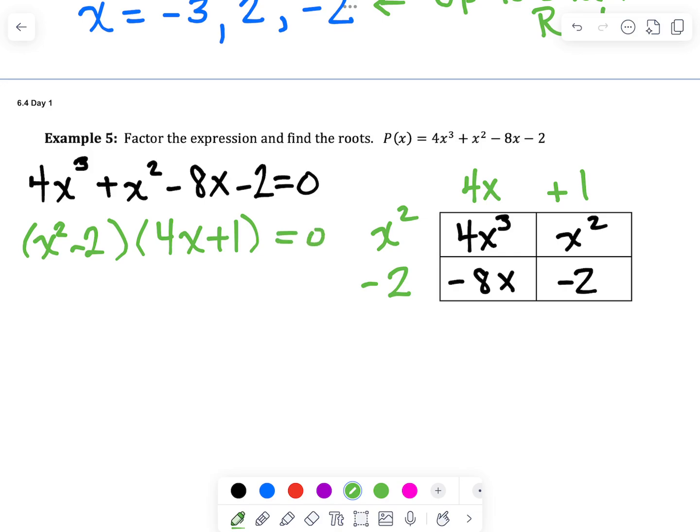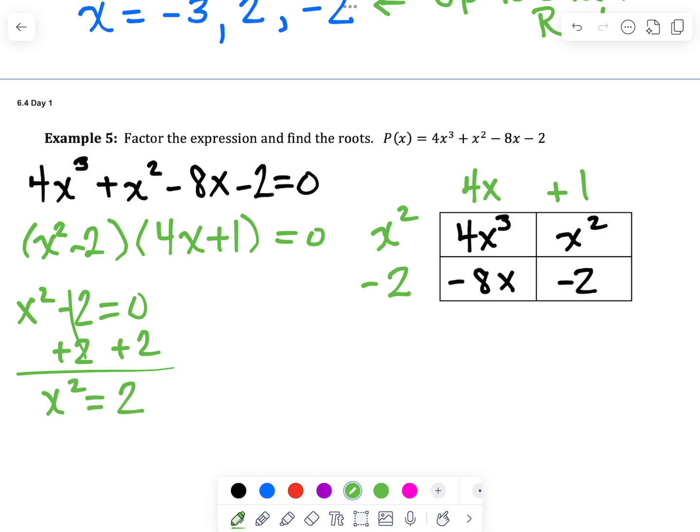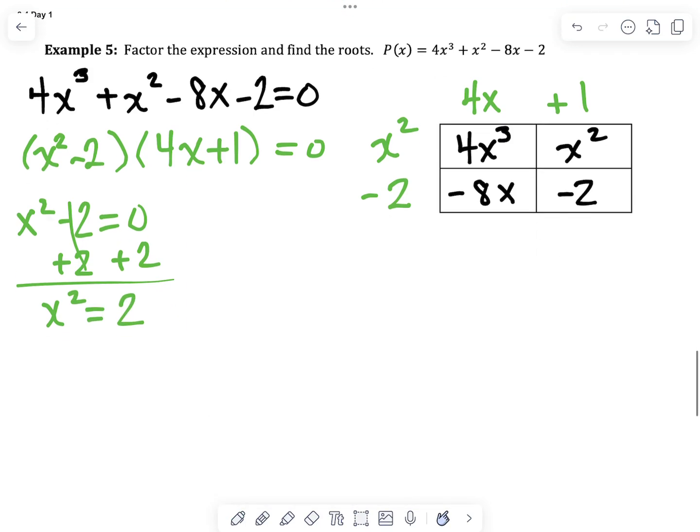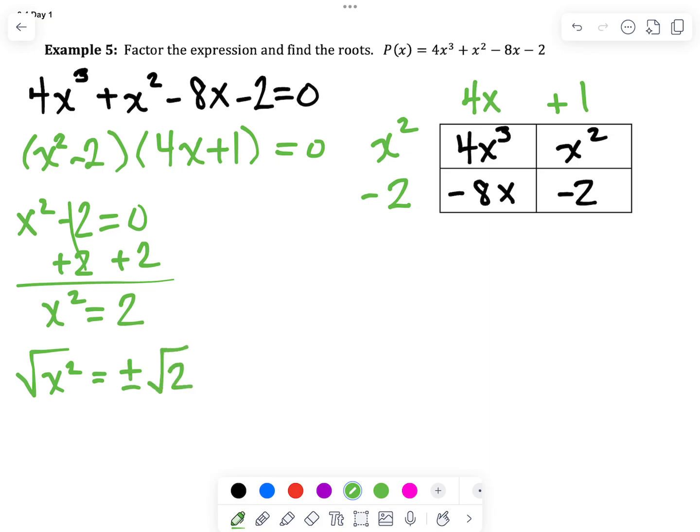Now we're going to go ahead and use our zero product property. We set the first factor equal to 0 and solve for x. So we're going to undo, so we're going to add 2 to both sides. So we get x squared equals positive 2. Then we need to undo that squared, so we square root both sides. We cannot forget the plus or minus in front of that square root. So our first 2 roots are plus or minus the square root of 2. You do not need to enter that into your calculator. You can leave it in exact form.